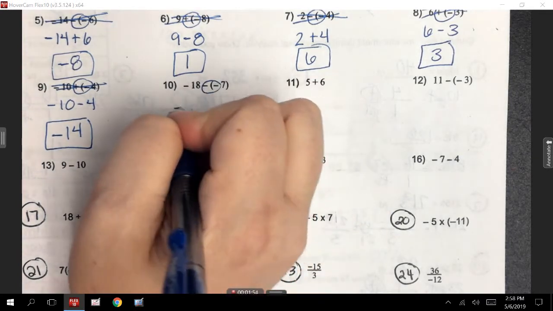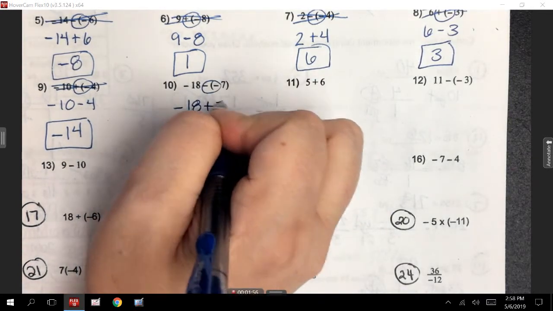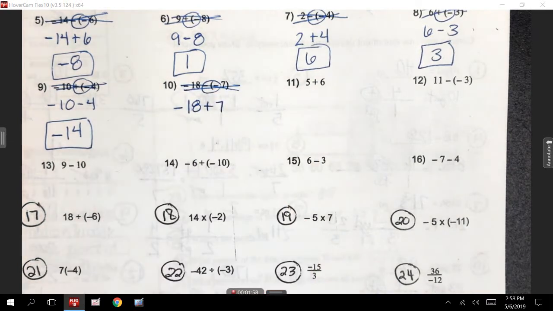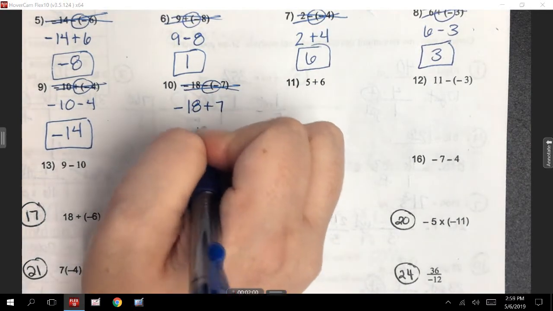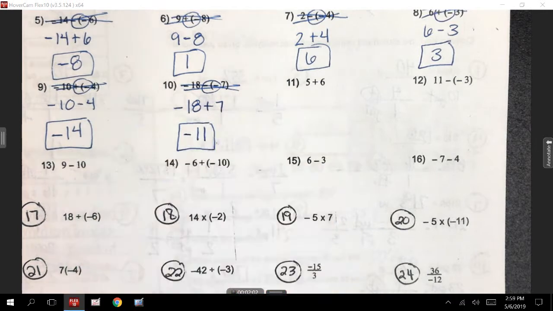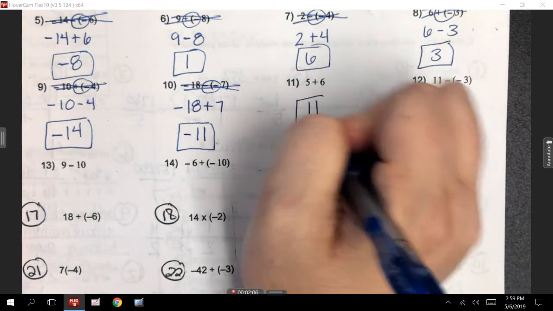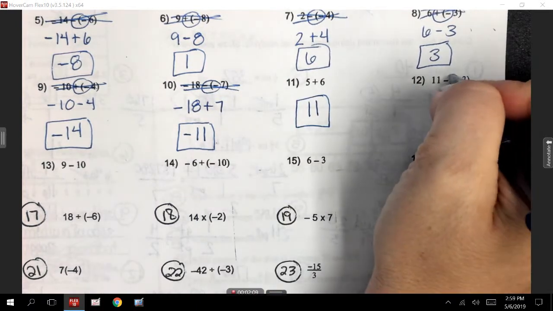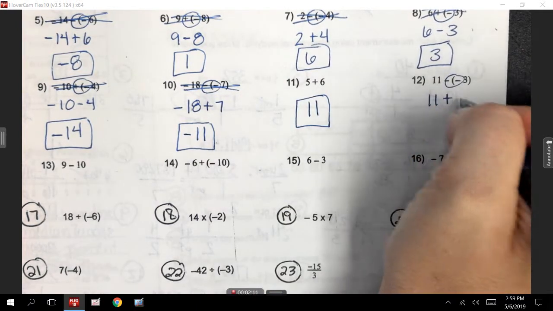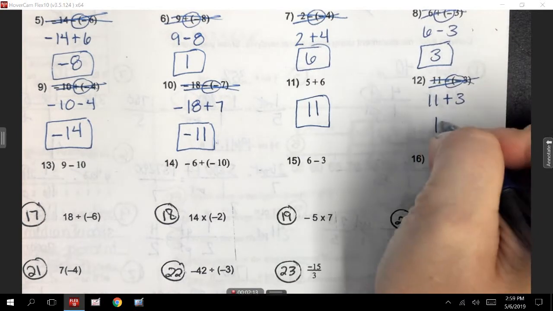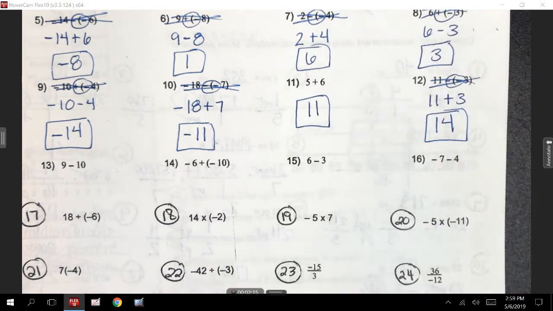Double sign, write a new problem, -18 plus 7. My new problem has different signs, so I'm going to subtract. 18 minus 7 is 11. I keep the negative with the big number. 5 plus 6 is just 5 plus 6. I get 11. Double sign, my new problem says 11 plus 3. 11 plus 3, my new problem now is just 14.